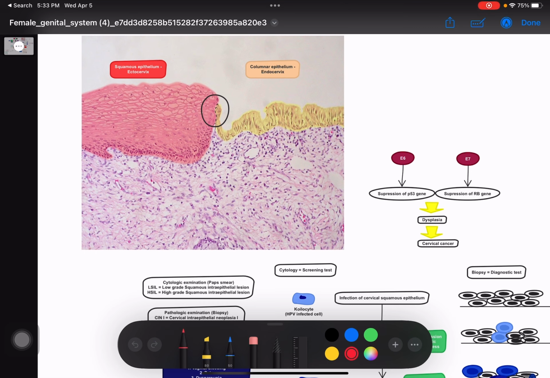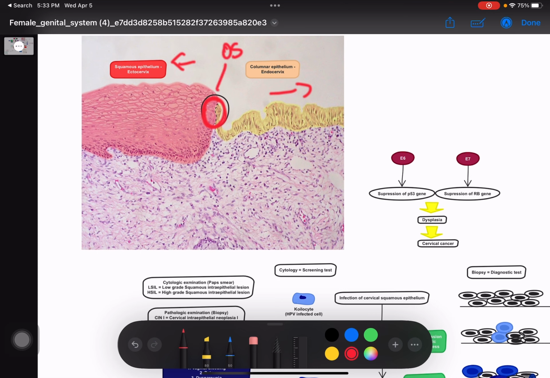So here you see the cervix. This is the endocervix, which is closer to the uterus, and this is the ectocervix, which is closer to the outer region of the female genitalia. It's important that this region is called the os of the cervix.